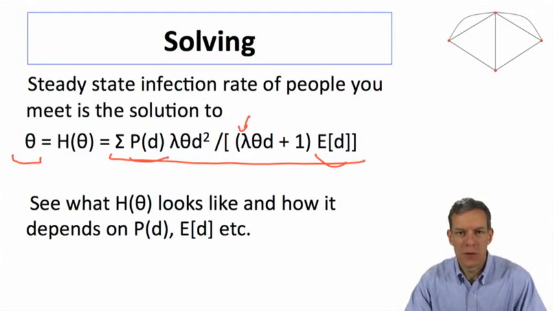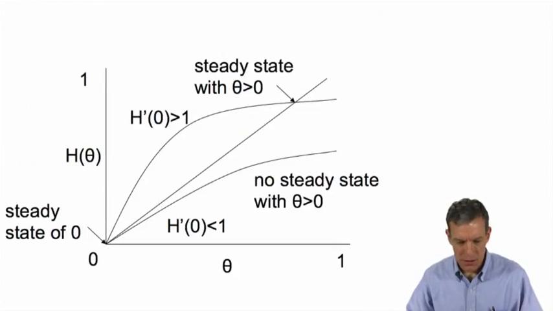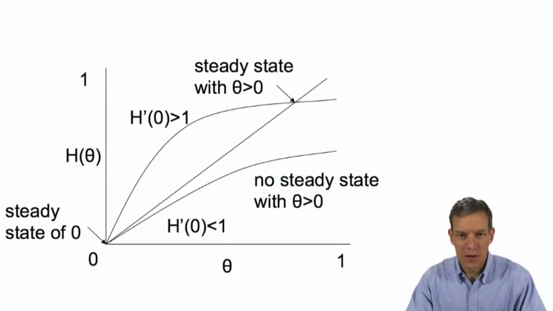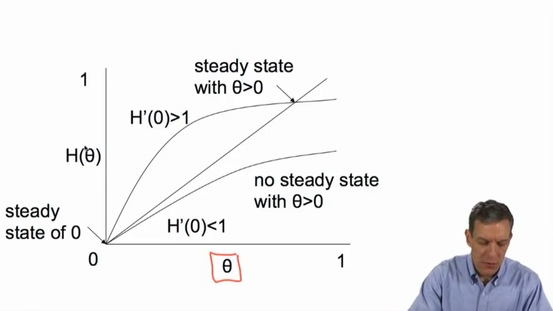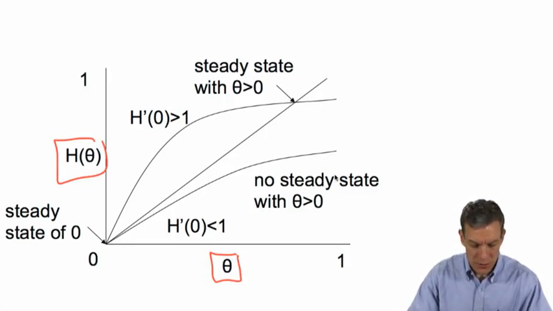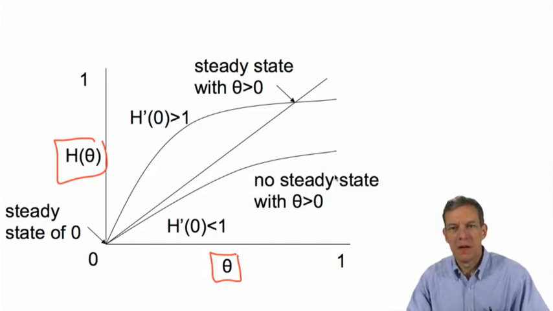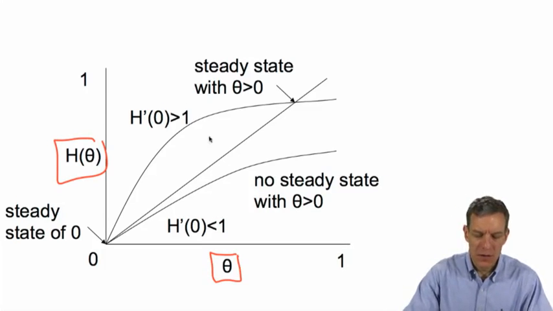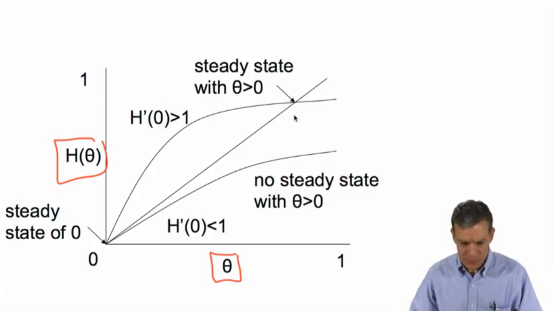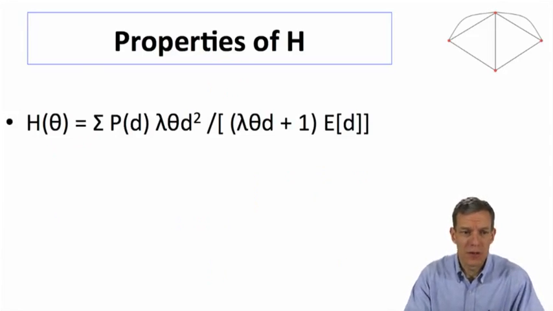So what we need to do is see what this H looks like and then figure out what the steady state solution looks like. So again, as we pointed out, H is going to be a function where we want to find thetas that equal H of theta. Basically, if we've got a situation where H prime at 0 is less than 1 and it's a concave function, there's going to be no steady state, and otherwise we'll find a positive steady state. So let's take a look at this function in a little more detail.